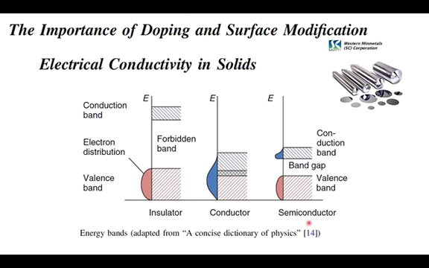Now, if you look at the semiconductor, again you see that since the gap is small, you have electrons in the valence band and some electrons in the conduction band as well. And these electrons basically take part in charge transfer.